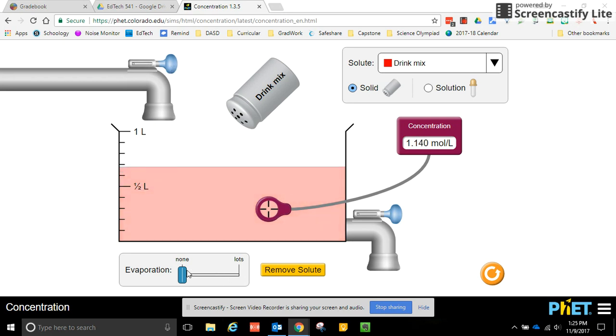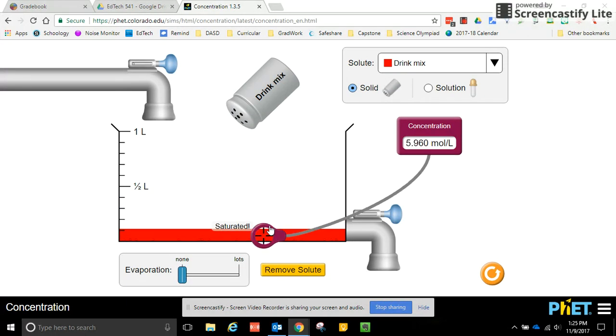I also like that you can pick and choose how much evaporation is occurring, because if something's evaporating a lot, obviously you're going to be losing that solvent, not the solute, so you can see it becomes saturated, which means that you can't get any more to dissolve.